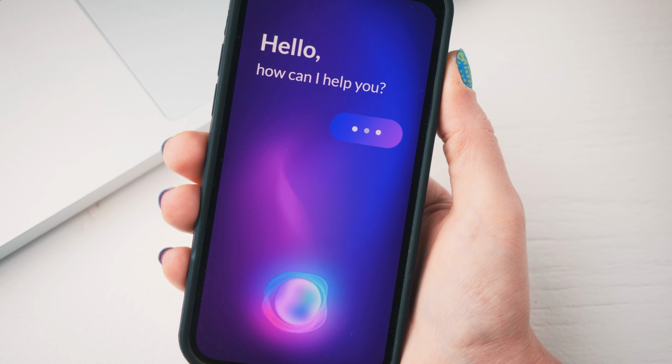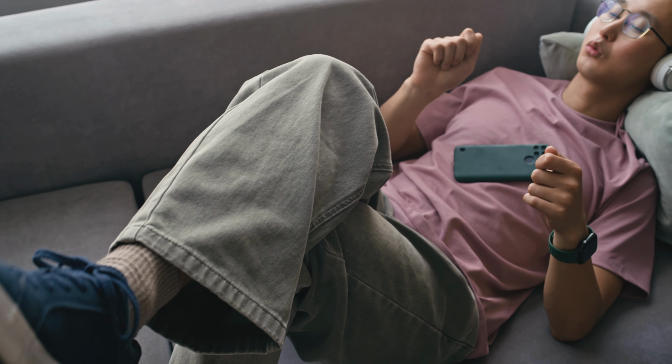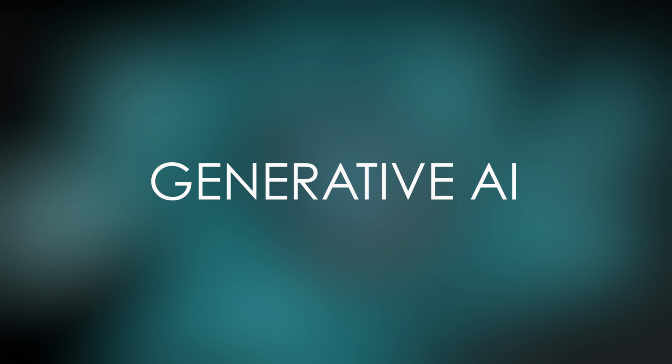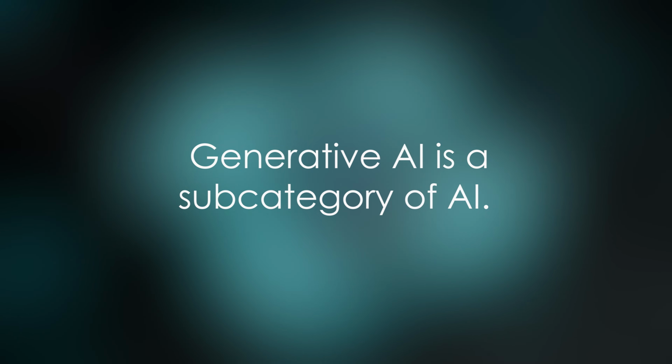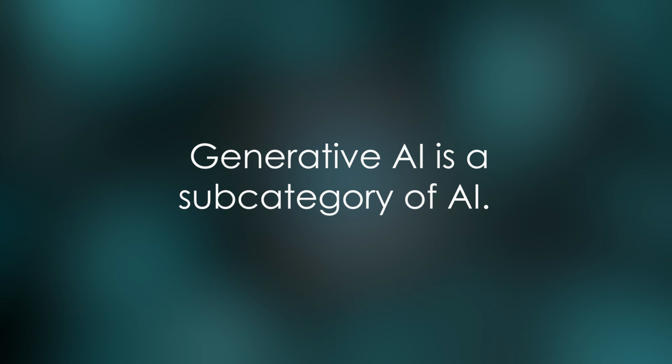Voice assistants like Siri or Alexa use AI to understand spoken commands and perform tasks like setting reminders, playing music, or answering questions. Now let's switch gears. Generative AI. Generative AI is a specific type of AI. It's a subcategory of AI.